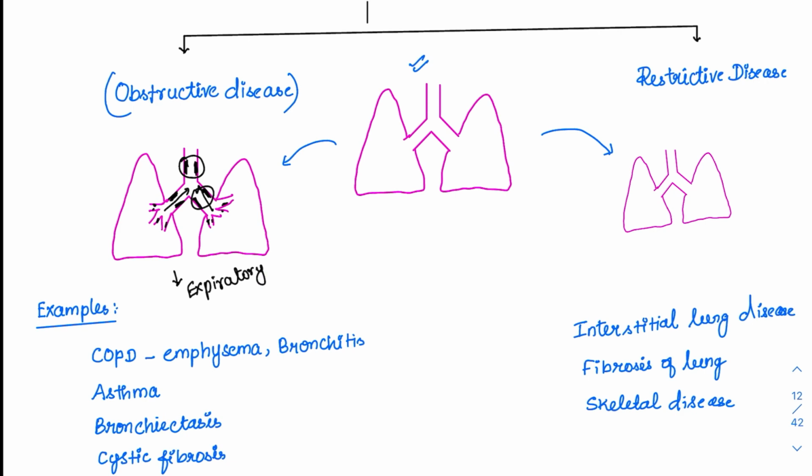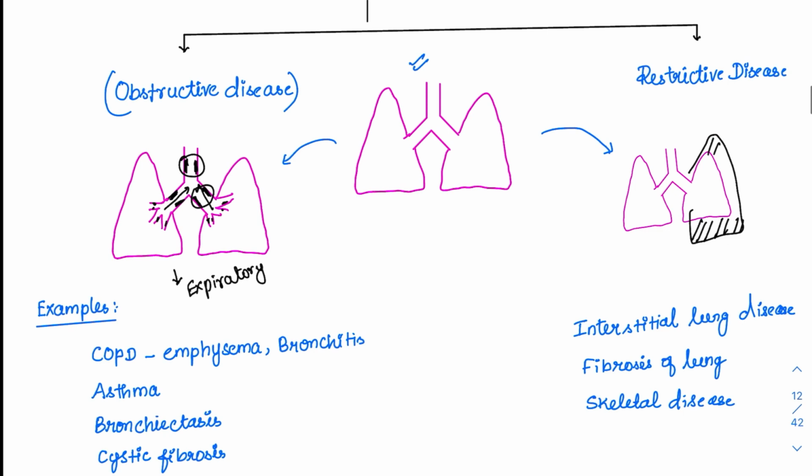Whereas coming to the restrictive disease, I'll just ask you to remember only one simple thing. Just remember it is a small lung. Don't think that the lung has become small. The parenchymal portion of the lung, for example, this is the lung, is not useful now. So what has happened? The functionality of the lung has become small.